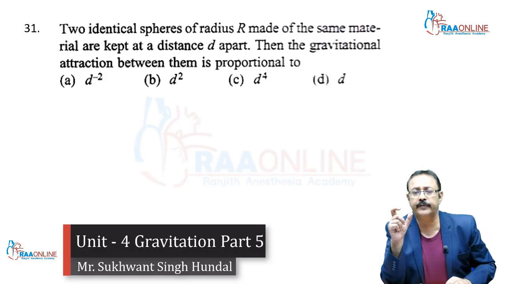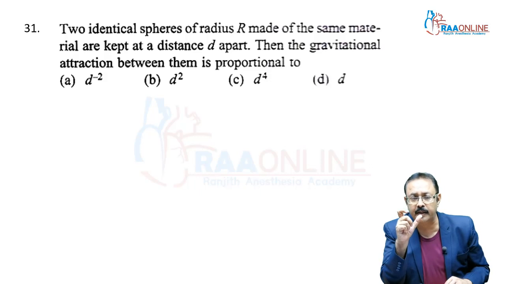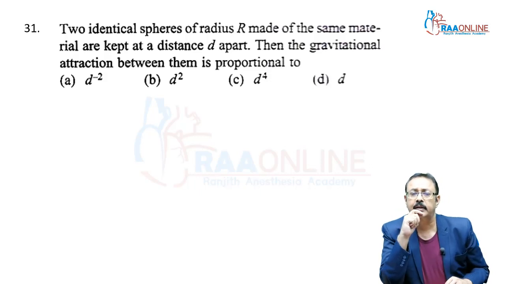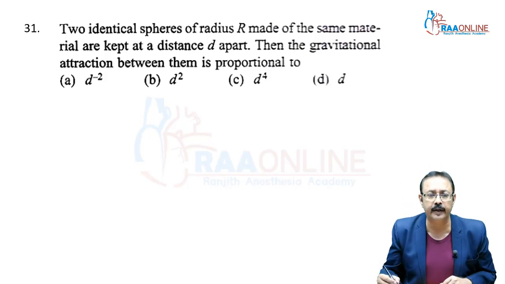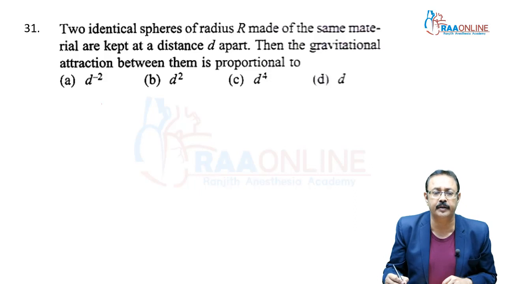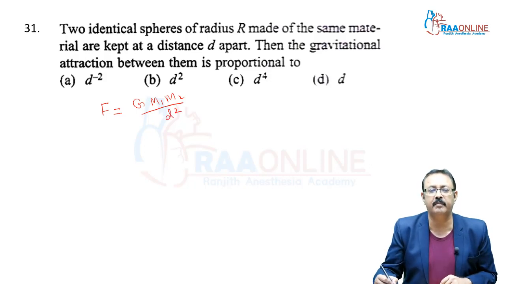Two identical spheres of radius r made of the same material are kept at a distance d apart. The gravitational attraction between them is proportional to? We can calculate the gravitational attraction: G m1 m2 upon d square. So it will depend upon d raised to the power minus 2, direct formula.